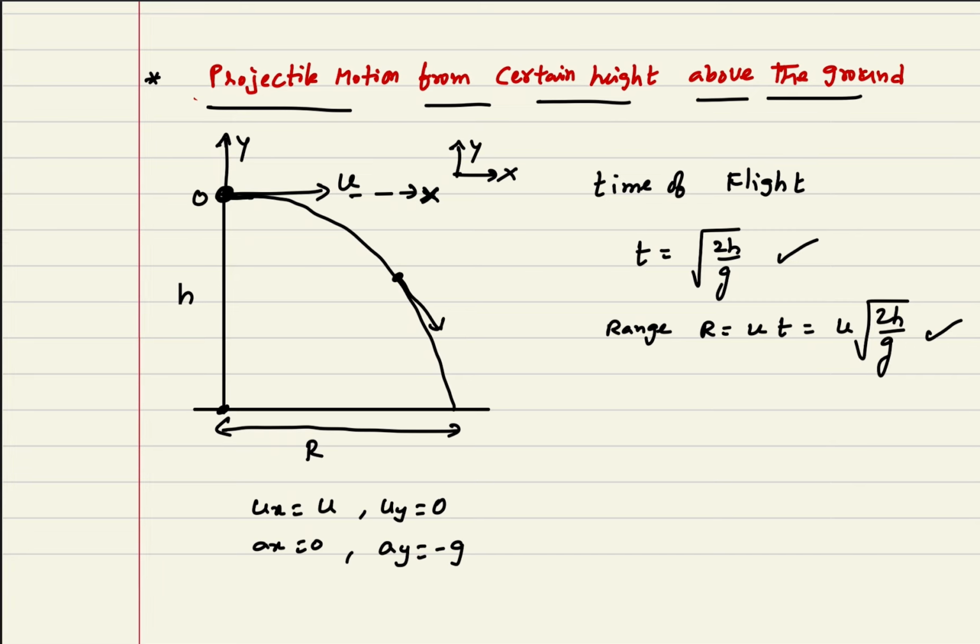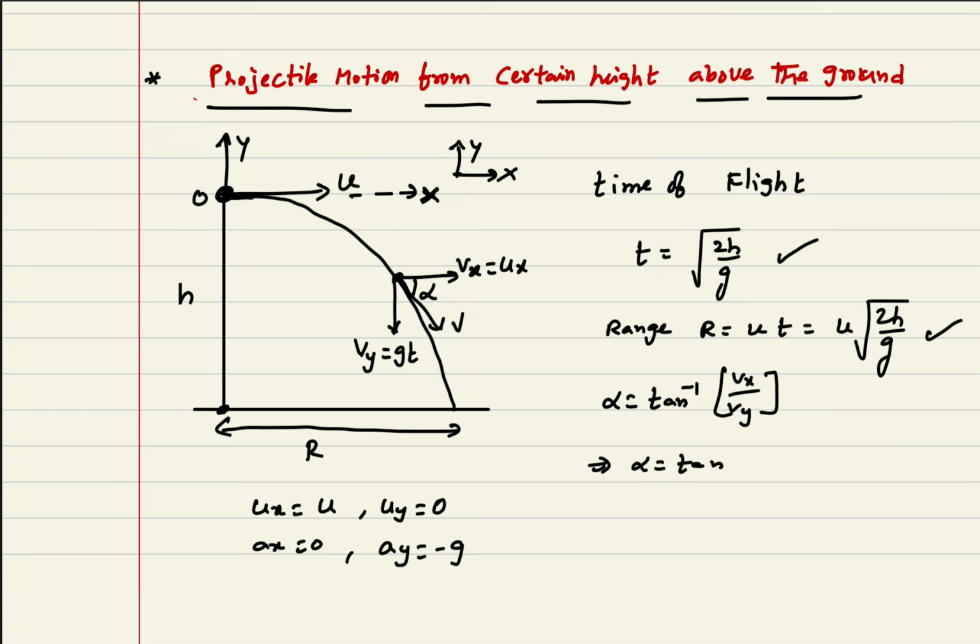If you want to calculate velocity at any point, you can write vx is equal to ux every time, and vy value will be g into t. At the same time, if you want to calculate alpha, it is tan inverse of vx divided by vy value. So it implies alpha is equal to tan inverse of vx, which is nothing but ux only, divided by the vy value, which is gt.